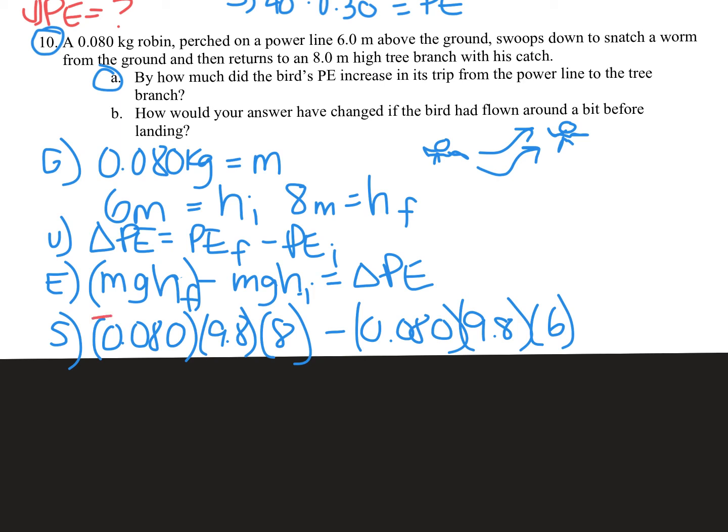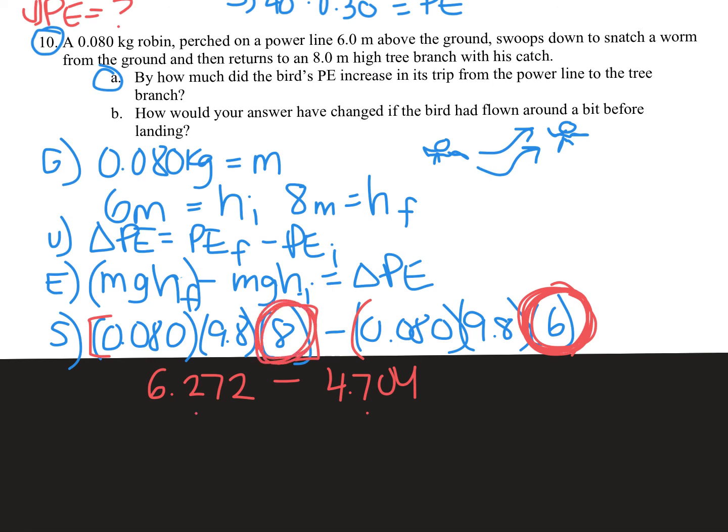So first I'm going to do 0.080 times 9.8 times 8. In my calculator, that gives me 6.272. Now I'm also going to calculate 0.080 times 9.8 times 6. And that gives me a value of 4.704. Now remember, the initial was 6 meters off the ground, so it makes sense that the potential energy is less initially than finally, because the final height is 8 meters off the ground. So it makes sense that this first number is bigger.